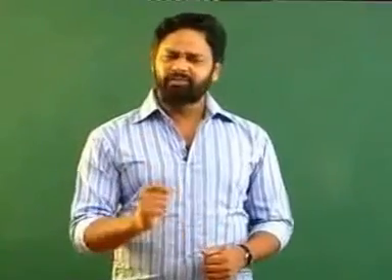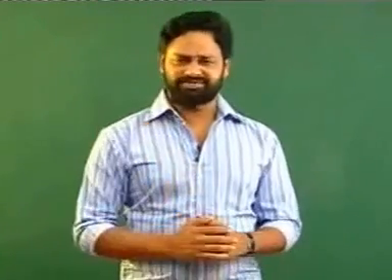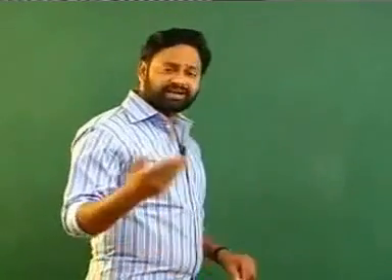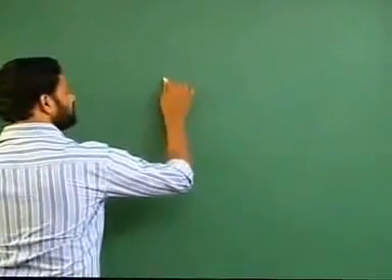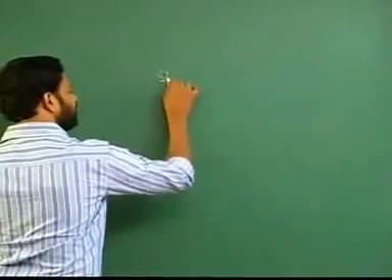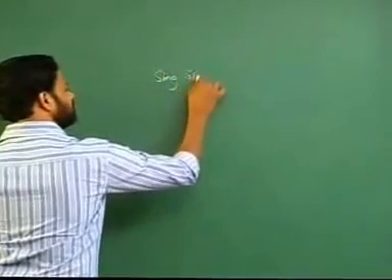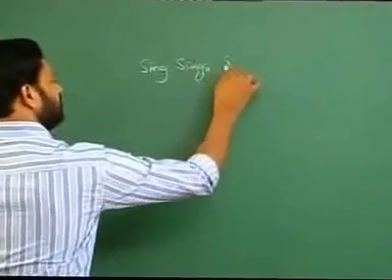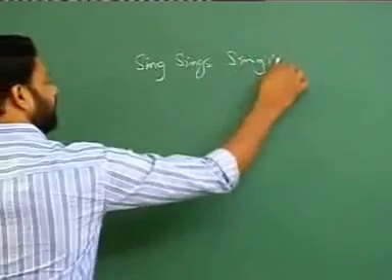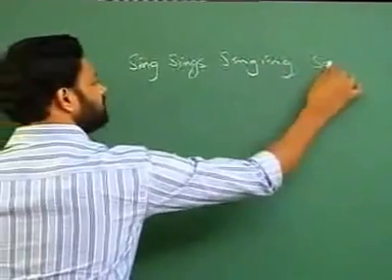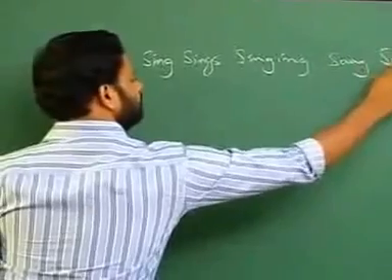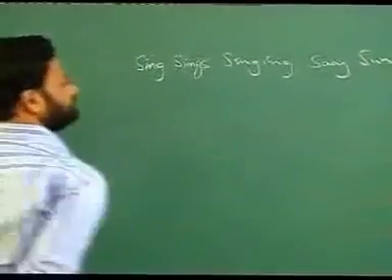Generally we know every verb in English has 5 forms. Every verb in English has 5 forms, and once again let us see these 5 forms. If you take sing, the first form is sing, the second form is sings, the third form is singing, the fourth form is sang, and the fifth form is sung.